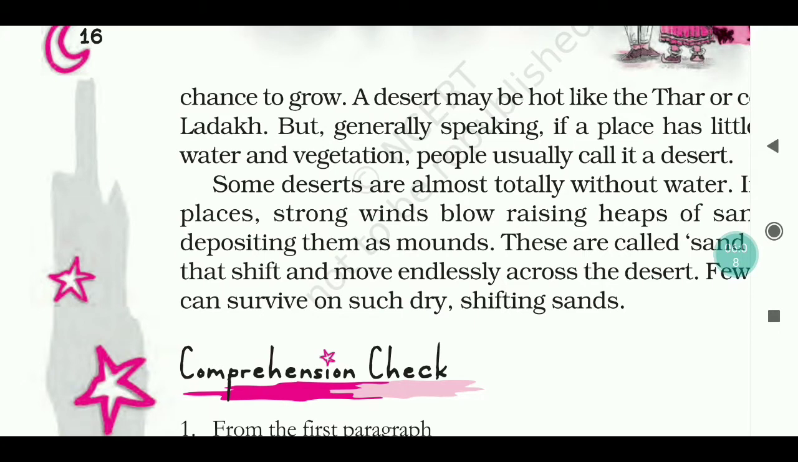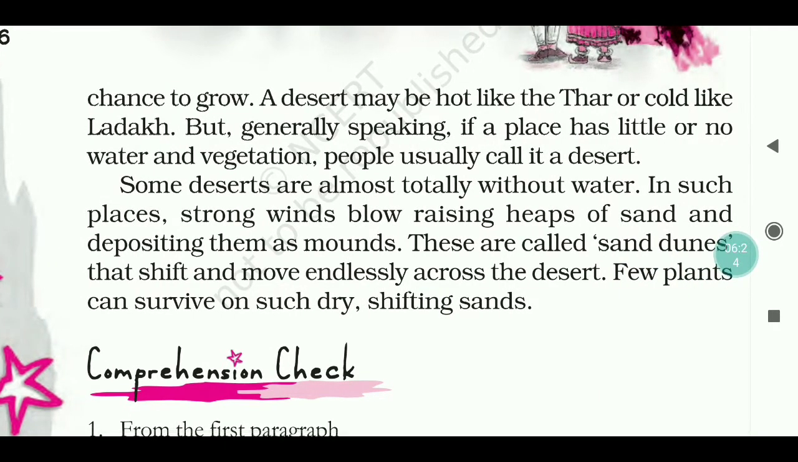Okay, like the Thar, the Thar Desert in Rajasthan, you know. A desert may be hot like the Thar, or cold like Ladakh, but generally speaking, if a place has little or no water and vegetation, people used to call it a desert.